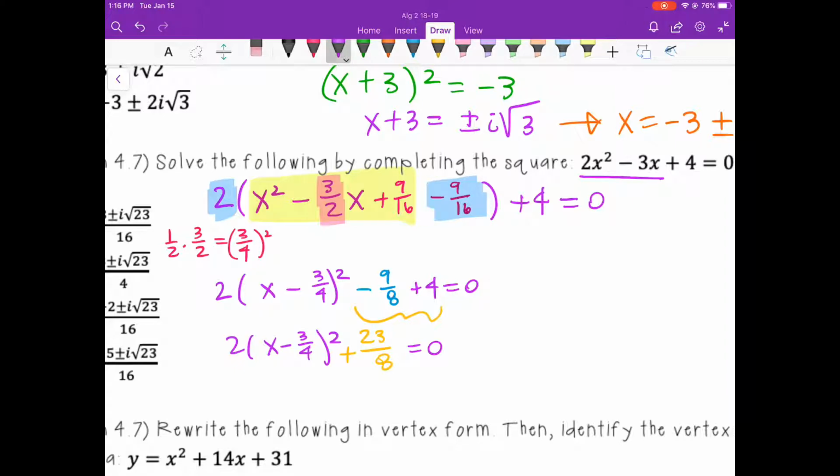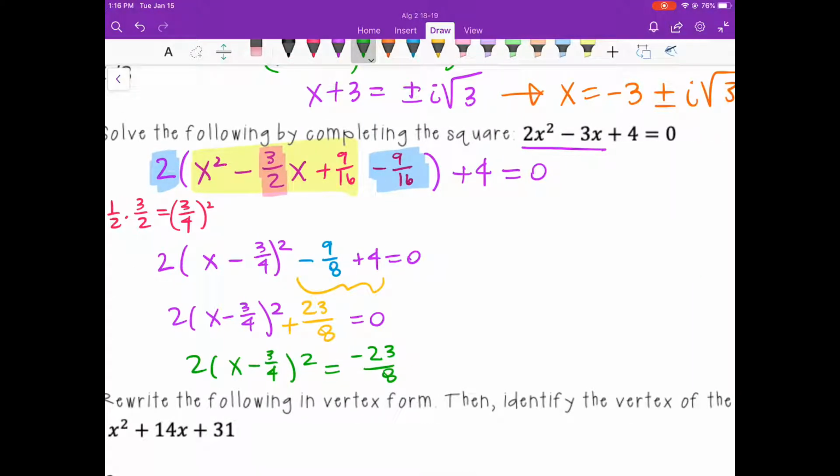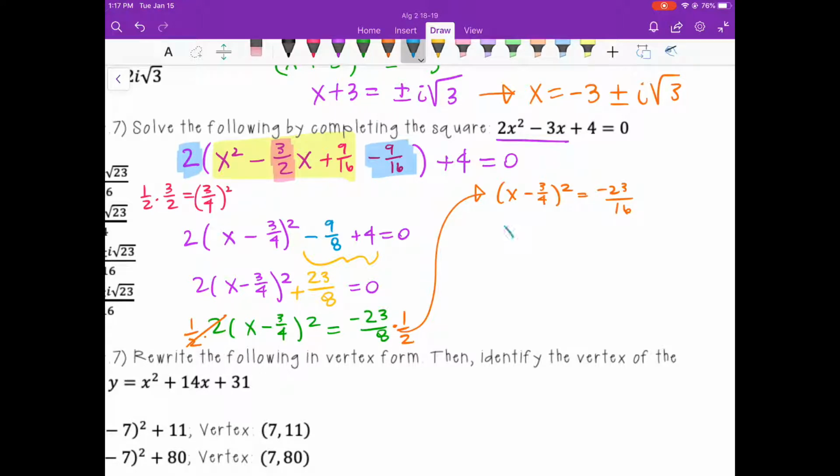You solve by square roots. So you're going to subtract 23/8 from both sides. 2 times x minus 3/4 squared equals negative 23/8. Oh, good. Imaginary solutions. So I like to multiply both sides by the reciprocal, since I've got a fraction over here, to get rid of that 2 out front. So then I have x minus 3/4 squared equals negative 23/16.